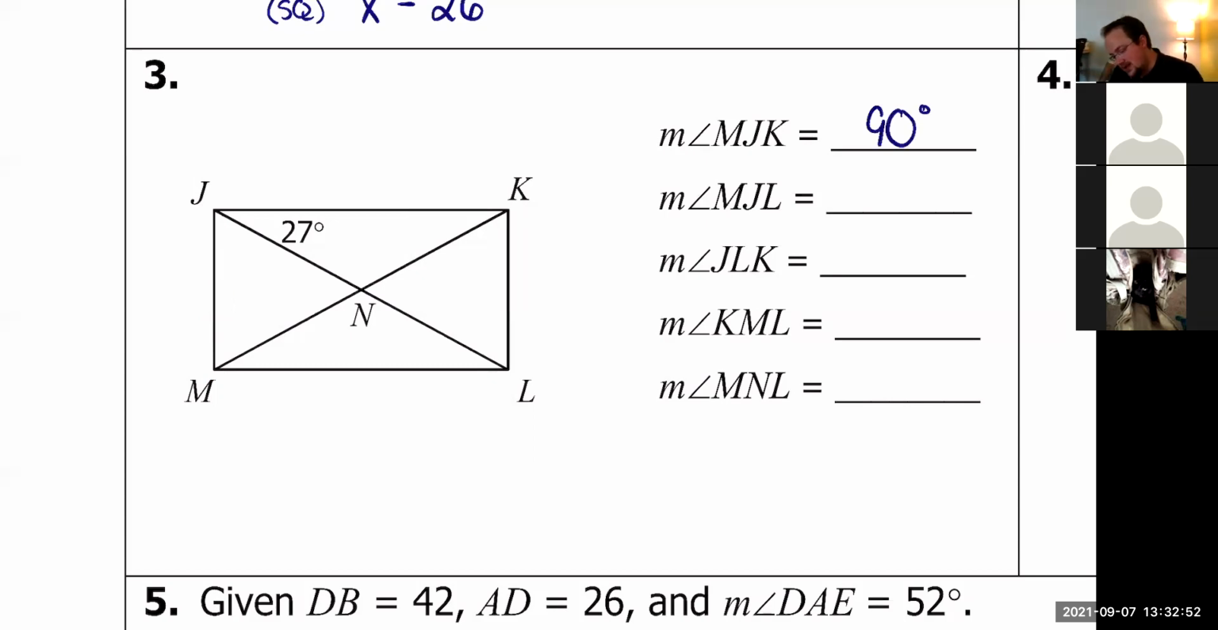MJL, okay, well, that's this part right here, this segment of the 90 degrees that we were just looking at. I know where 27 of those degrees are. If you take that out of the 90, what's left?